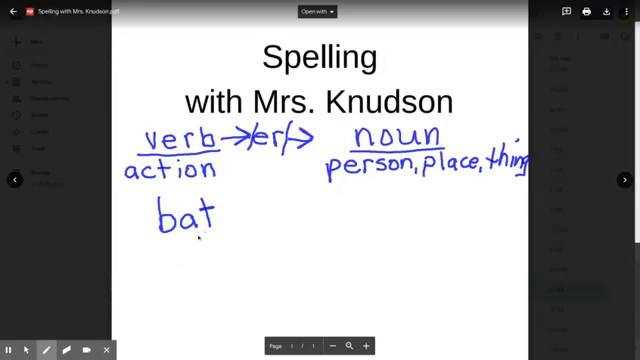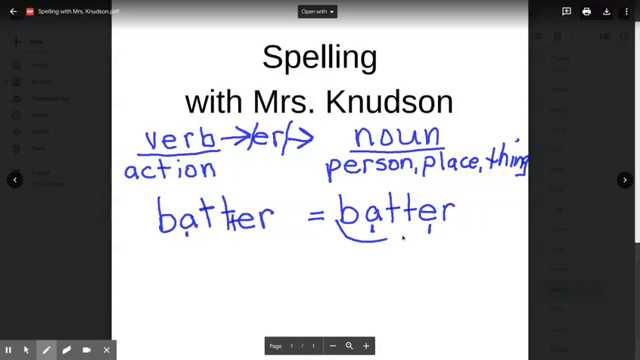Okay, so how many syllables do you think are in bat? How many vowel sounds do we hear? We hear one, bat. And we are going to add ER, but before we do, I have to double the T, else it's going to say bater, which is really funny. Now we have bat plus ER equals batter. So if you bat the ball, a person who bats the ball is a batter. Here's one of our vowel sounds, and here's our ER, our vowel digraph.